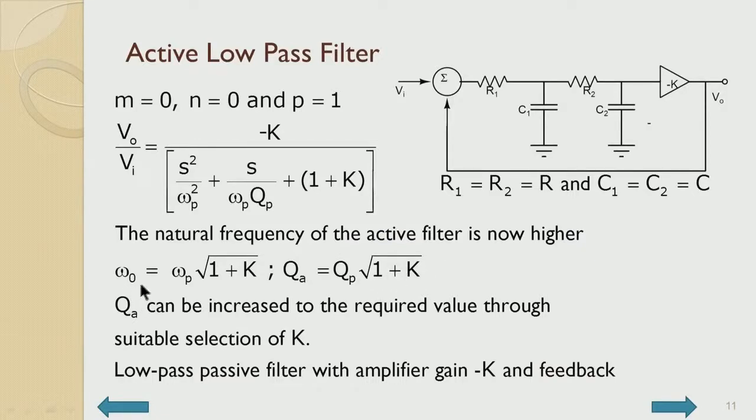So, both omega naught and Qa get enhanced, the original frequency and Q by a factor of root of 1 plus k. By suitable selection of k, we can design it for a specific Q, and thereafter fix the time constant omega p, which is 1 over RC, based on what omega naught we desire for the low pass filter.